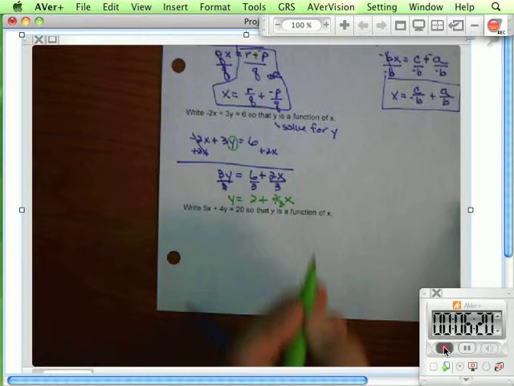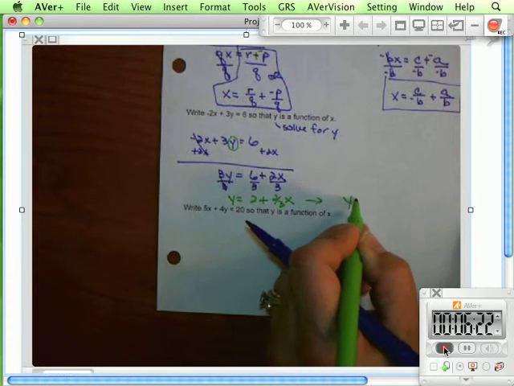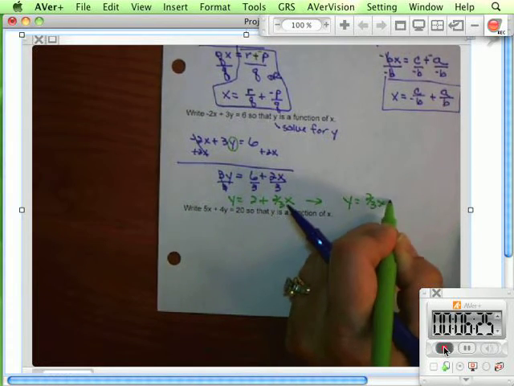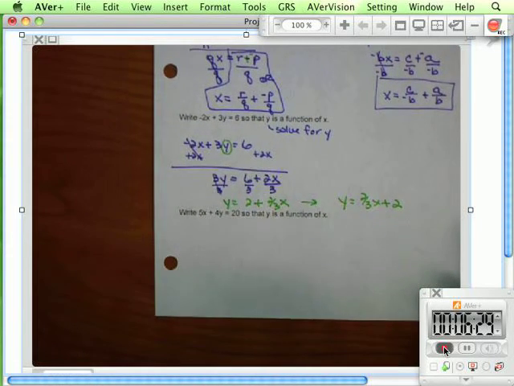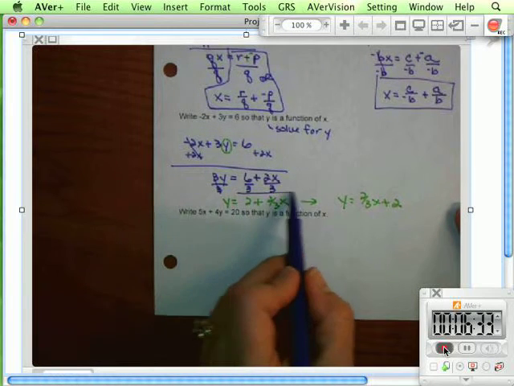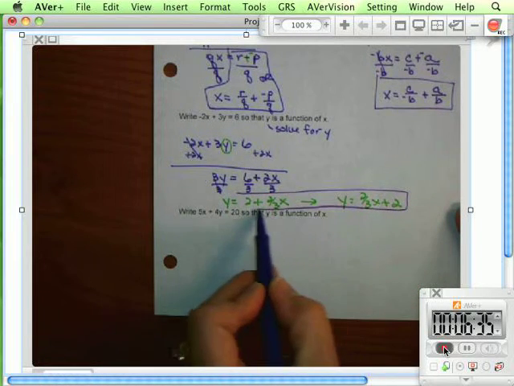Could you also write it like this? Y equals 2/3 x plus 2. Are those the same thing? Yes. Either way, it doesn't matter. Would it work if you just did 6 plus 2x and divide by 3 and just leave it like that? No. I want you to take it further.